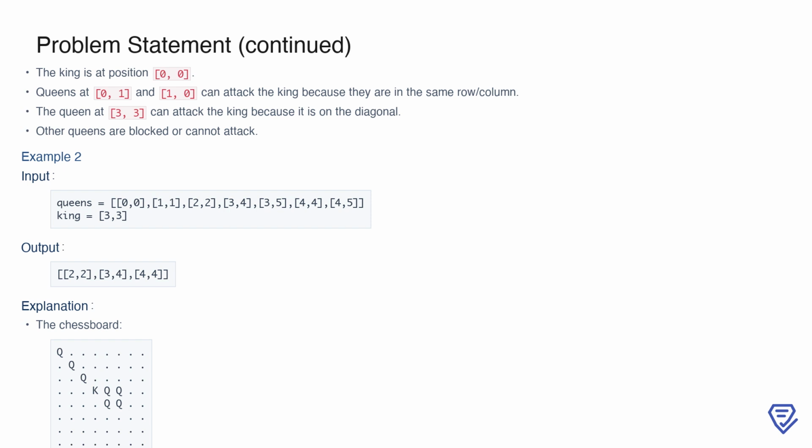Breaking this down further, the king is located at 0,0. The queens at 0,1 and 1,0 can attack the king because they share the same row and column, respectively. The queen at 3,3 can attack the king as well, since it lies on a diagonal that intersects the king's position. The other queens, such as those at 4,0; 0,4; and 2,4, cannot attack the king because their positions are either blocked by another queen or are not aligned with the king's row, column, or diagonals.